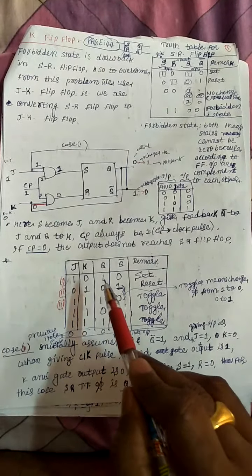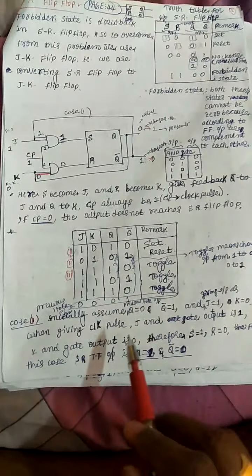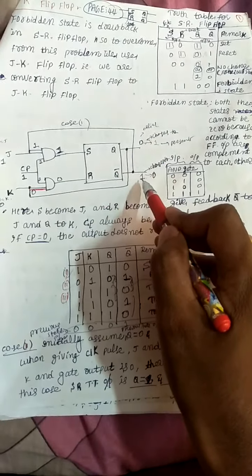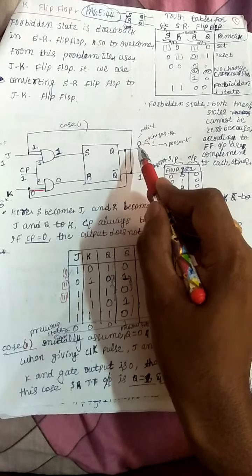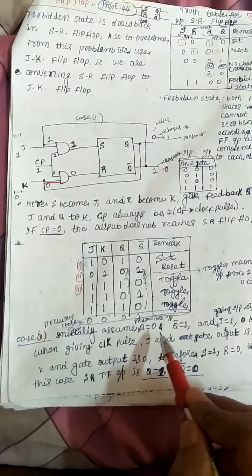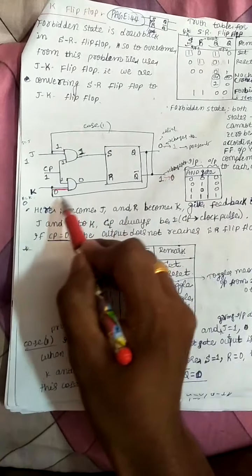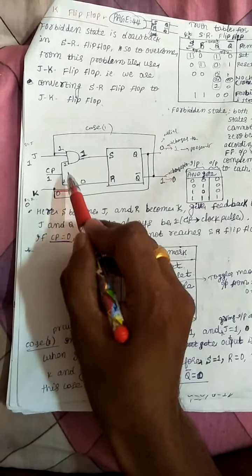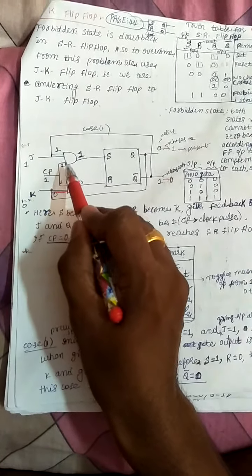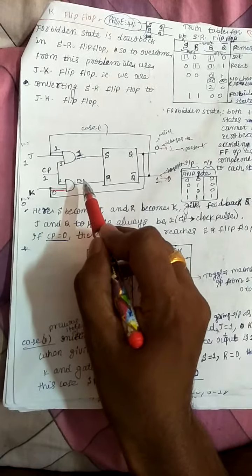First, we will look at the first condition, when J is equal to 1, K is equal to 0. Initially we will assume that Q is 0 and Q bar is 1. If Q is 0, this 0 will be fed back here. Here inputs are taken as J is equal to 1, K is equal to 0. This 0 is fed back here. 0, 0, clock is 1. This 1 is fed back here. 1, 1, 1. If all are 1, then AND gate output is 1. Here you have 0, therefore the output is 0.